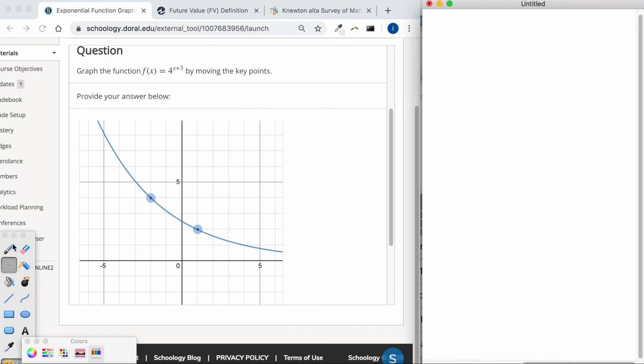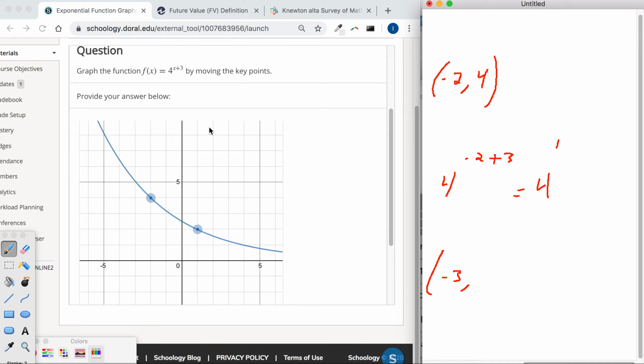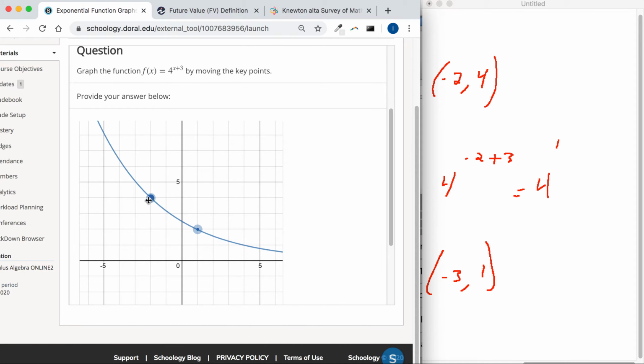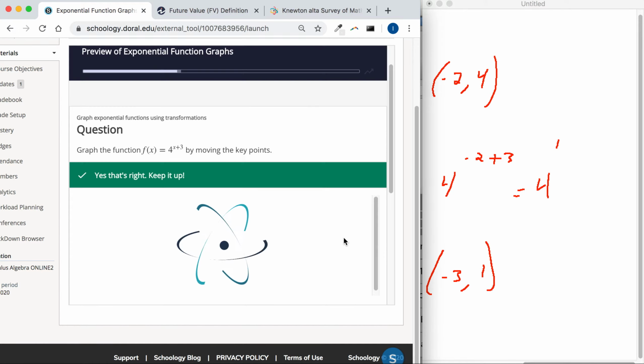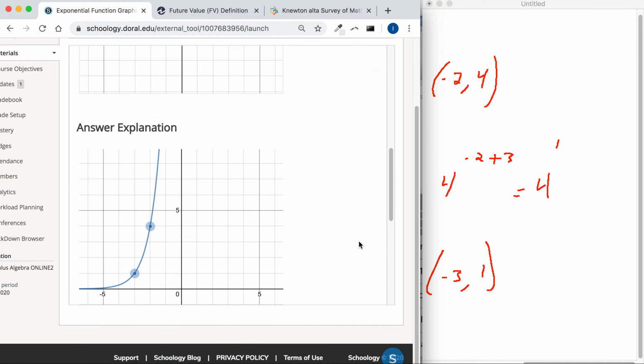Let me write it out because I'm confusing you, aren't I? If I plug in negative 2, then 4 to the negative 2 plus 3 should be 4 to the first, which is 4, right? If I plug in negative 3 for x, then negative 3 plus 3 makes 0, and 4 to the 0 makes 1. So let's make sure those 2 points line up. Negative 3 on the x and 1 on the y. Negative 2 on the x and 4 on the y. There's our graph.